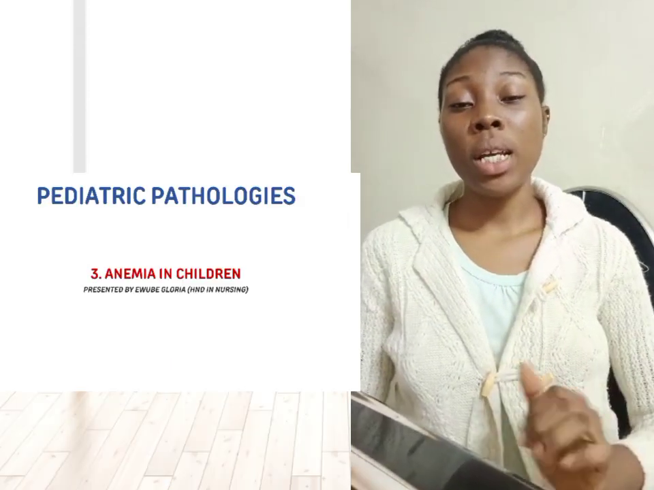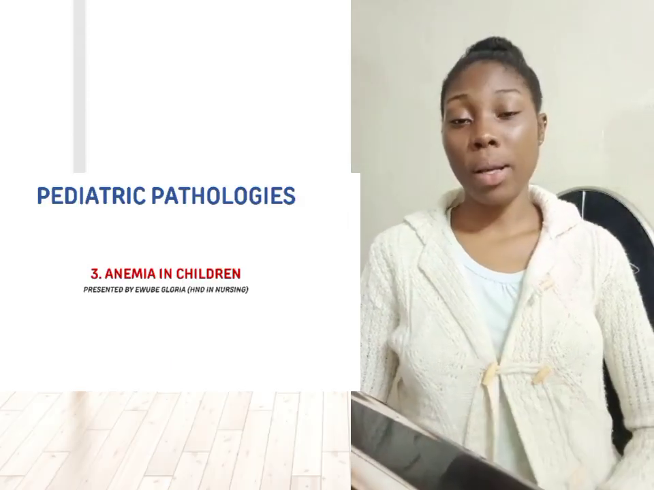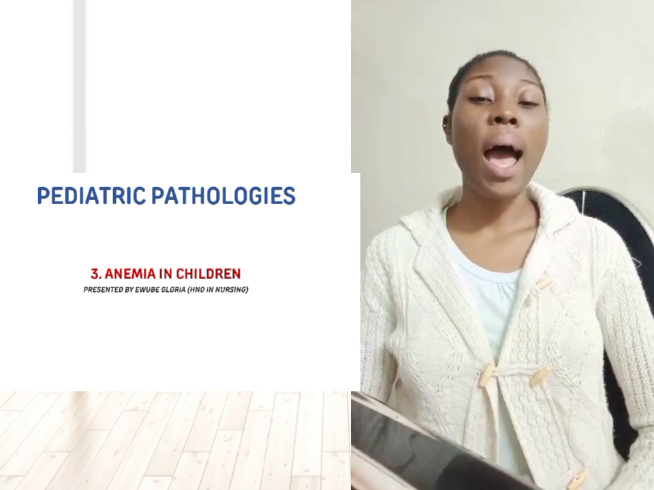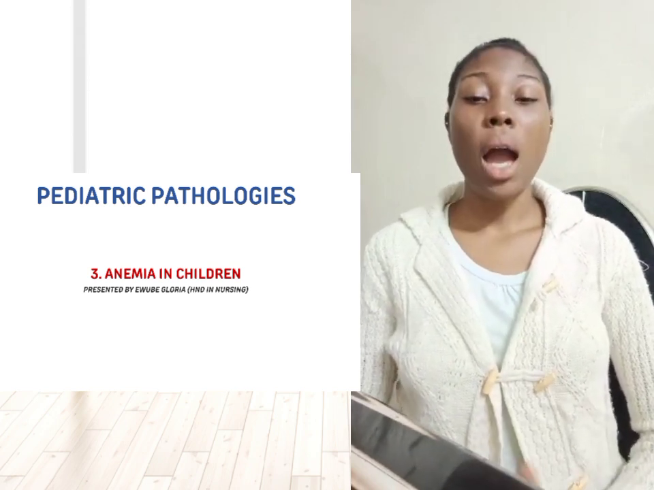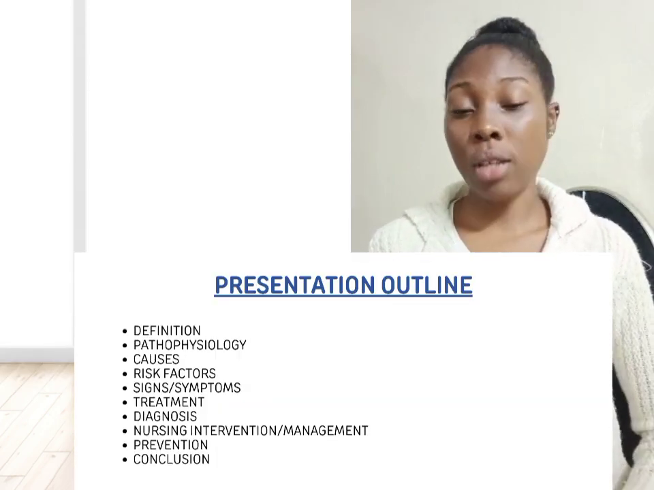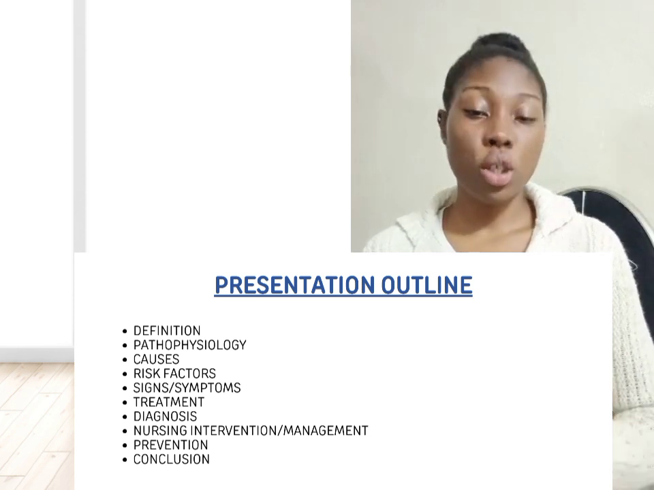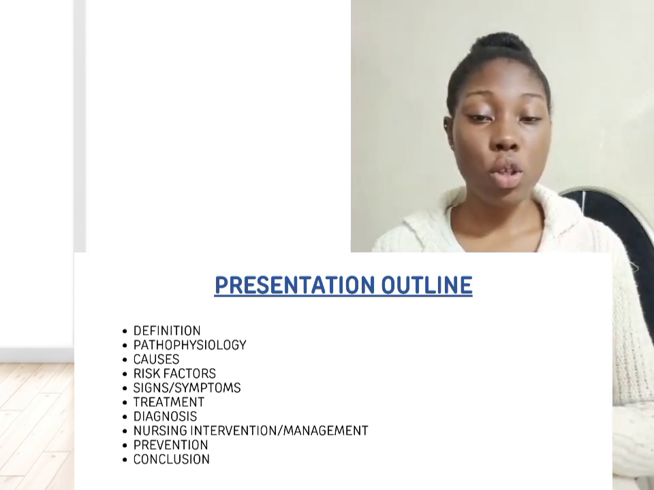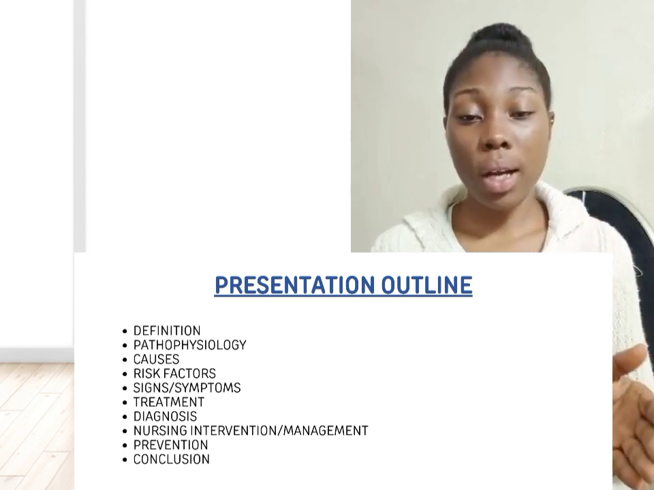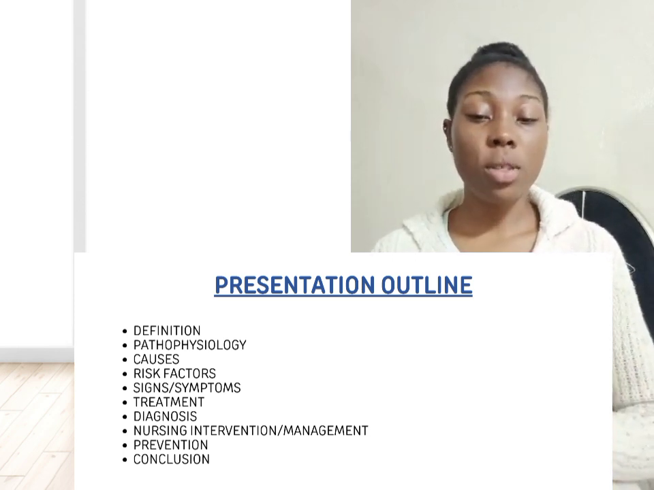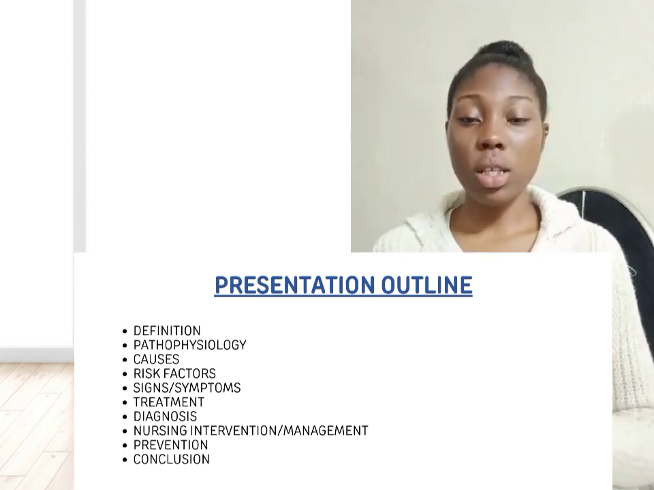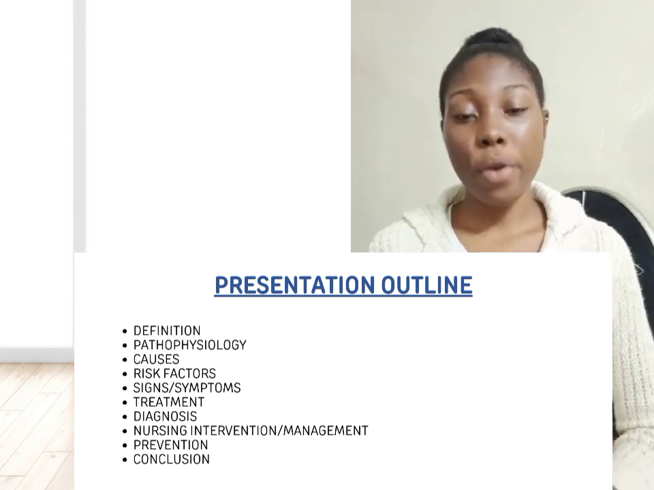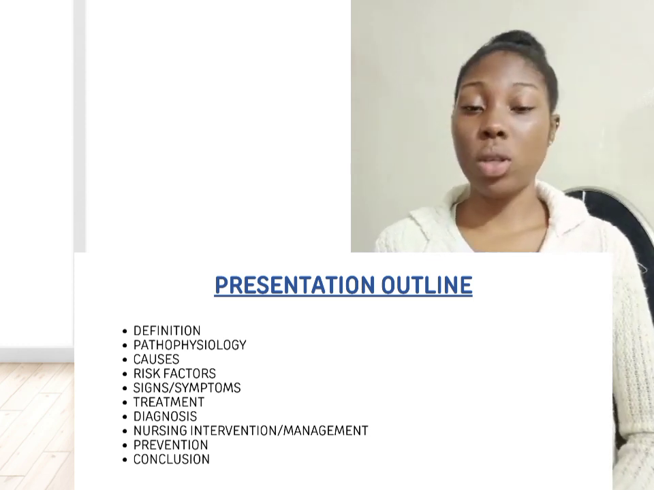Today we are going to be taking the third pediatric pathology. We are going to be discussing anemia in children. Our outline is going to run as usual from definition to conclusion. We're going to be discussing the definition, the pathophysiology, the causes, the risk factors, the signs and symptoms, the treatment, diagnosis, nursing management and intervention, prevention, and we are going to conclude on this topic.